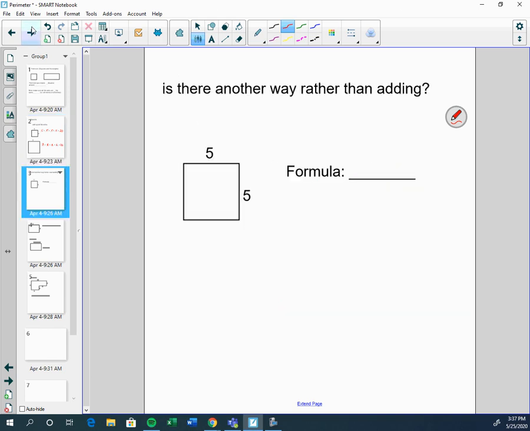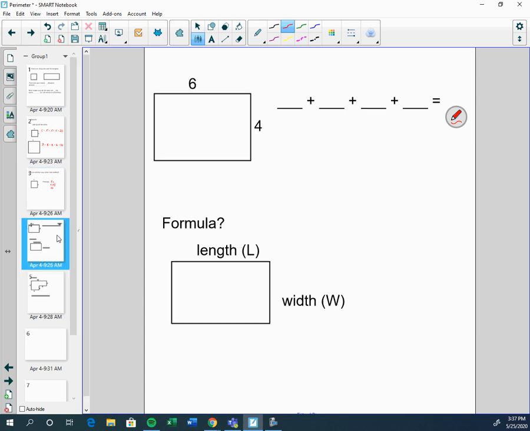Is there another way, an easier way than adding? Yes, of course there is. We would just multiply, right? And there's 4 sides. So it's going to be 4 times the side length, S. In this case would be 4 times 5, which would be 20. That's what multiplying is. It's just adding up. We got 4 5s. 1, 2, 3, 4 5s. It adds up to 20. 4 times 5 is 20.